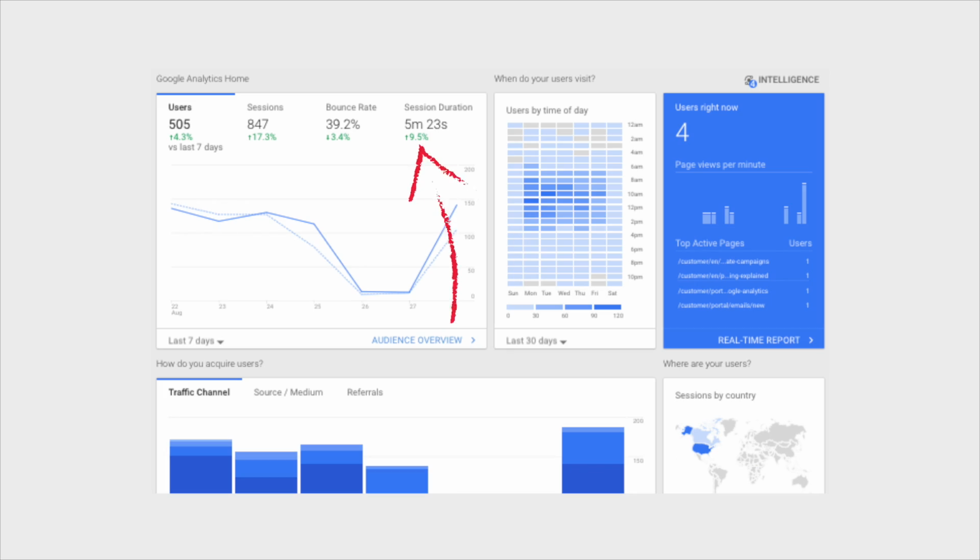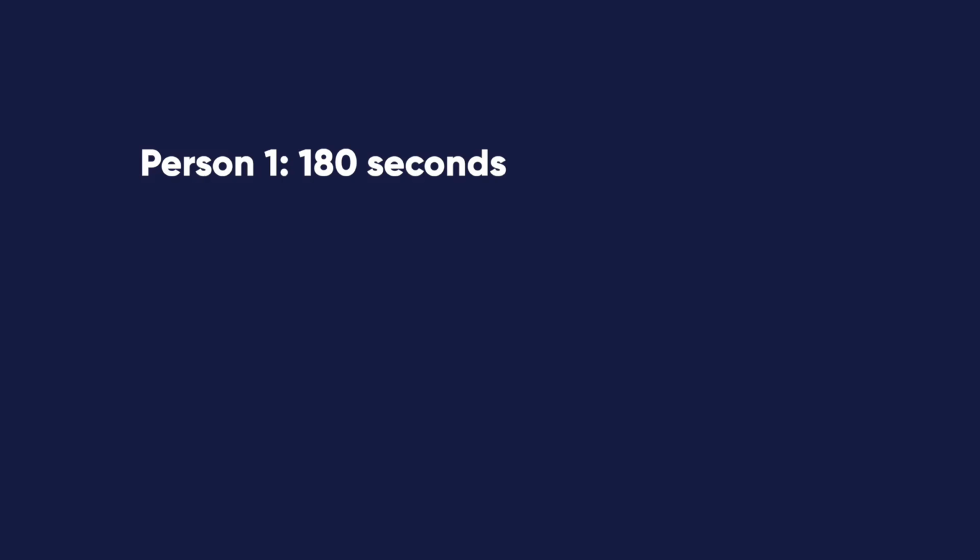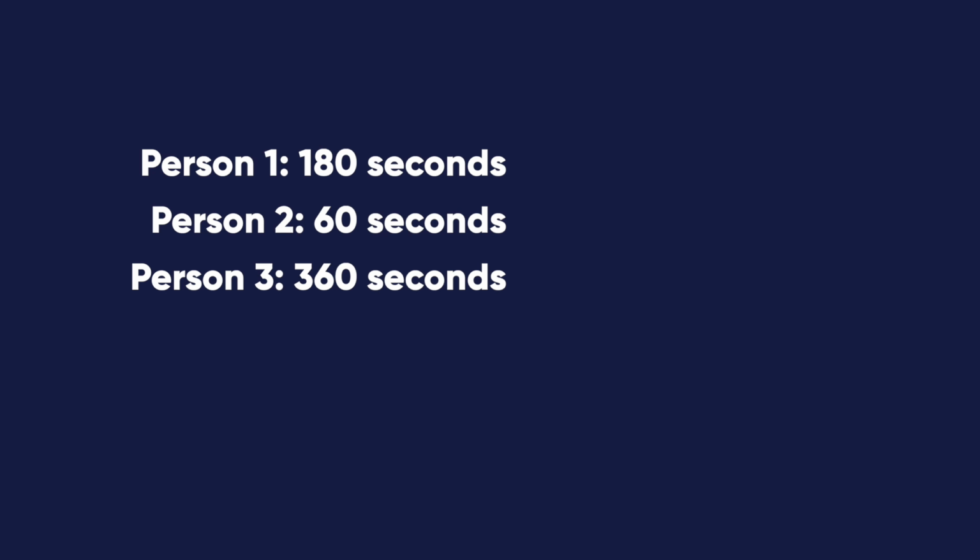Google Analytics calculates the average session duration by taking the total amount of time, and that's done in seconds, and then dividing that by the total number of sessions across the website. So for example, let's say you had 3 website visitors. The first person stayed on your site for 180 seconds. The second person stayed for 60 seconds, and then the third person stayed for 360 seconds.